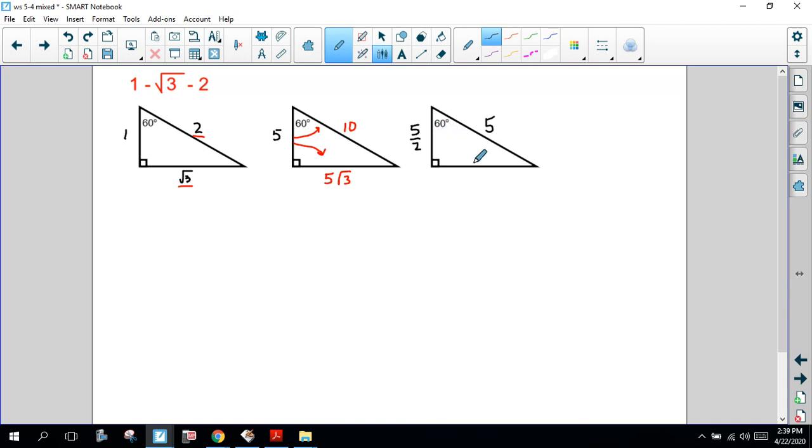And then I'm going to go from the short leg of 5/2 to the long leg. Well, the key number is radical 3. It's getting bigger. When you multiply a fraction times some number, that number just goes in the numerator. So that gives me 5 radical 3 over 2.